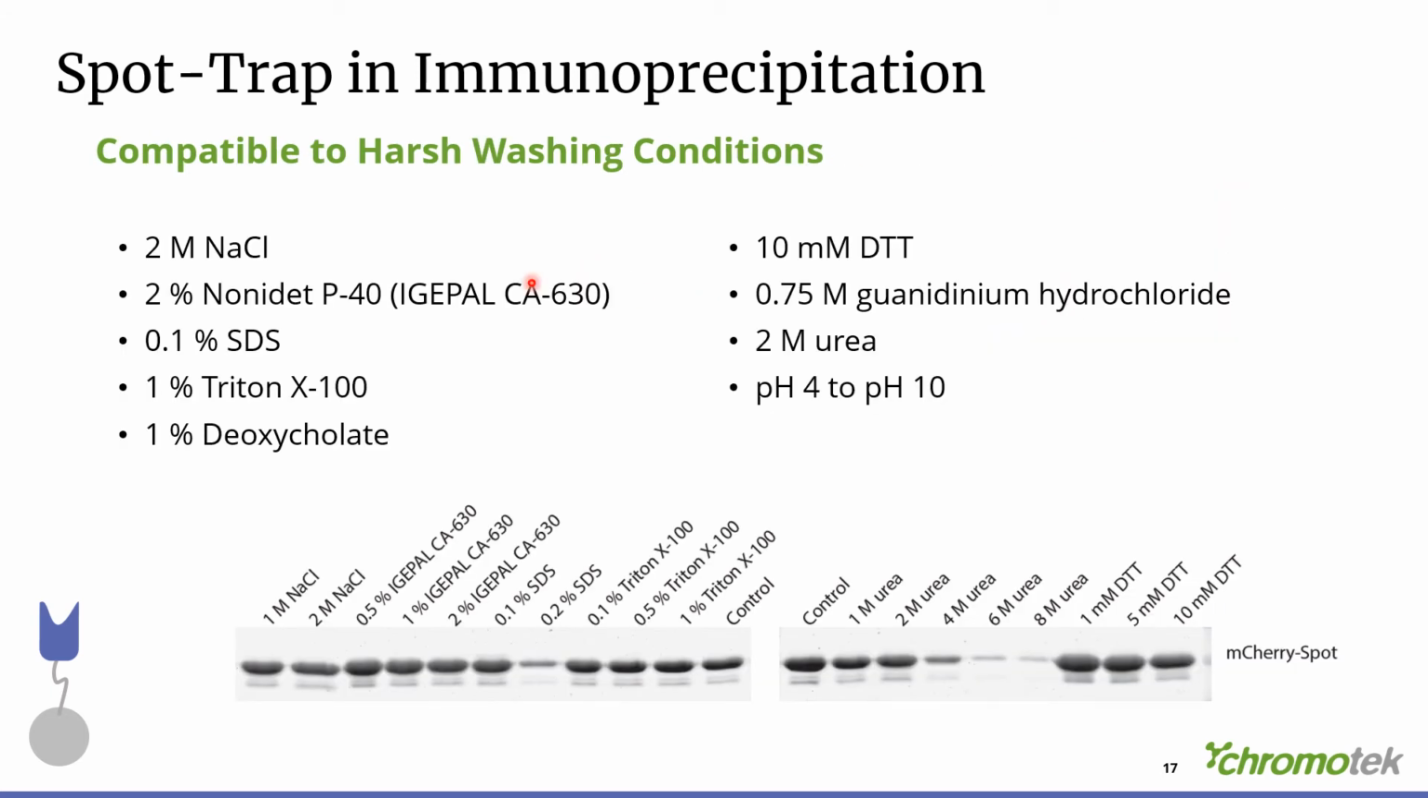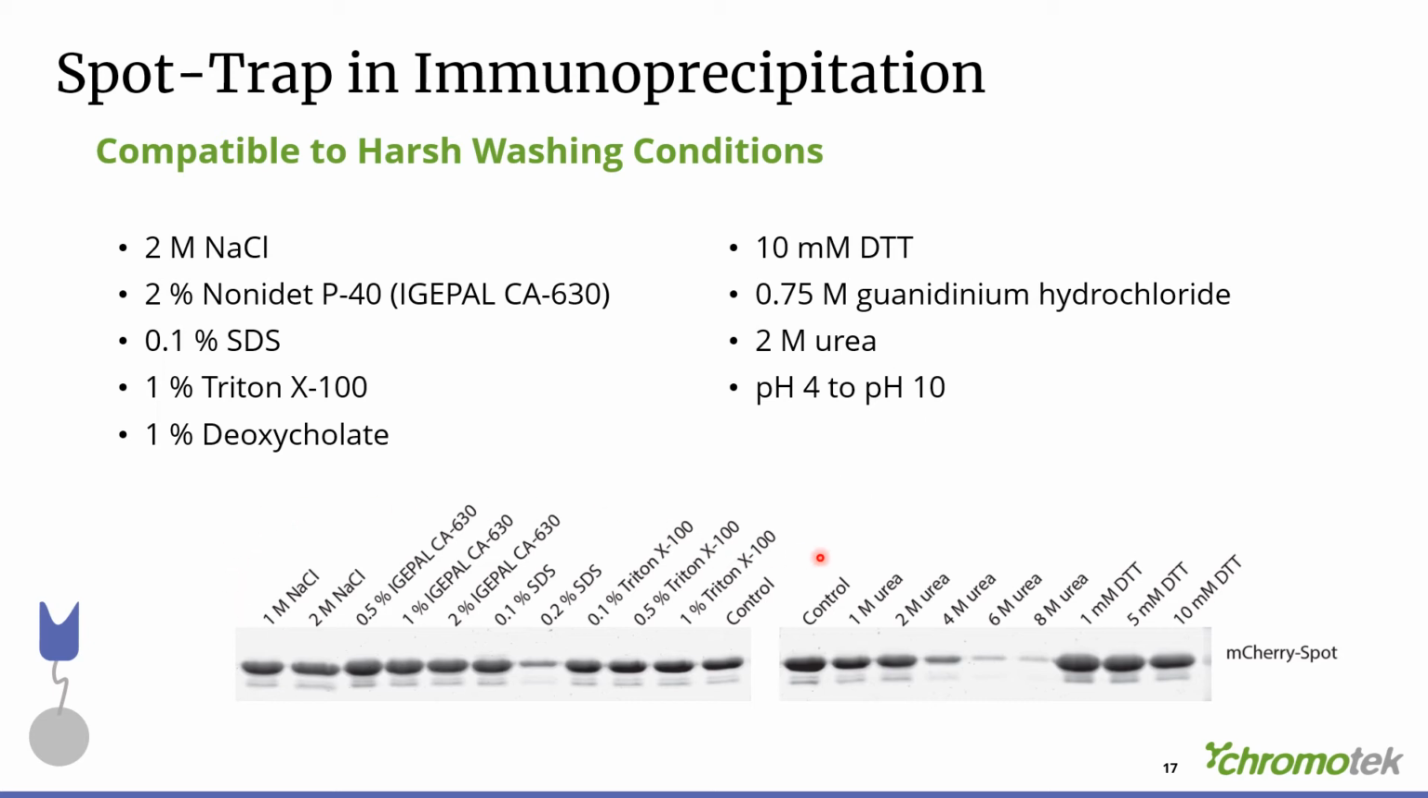You can also apply very harsh washing conditions for the wash step in the immunoprecipitation, maybe 2 molar sodium chloride, 2% Nonidet P40. It is a bit sensitive to SDS. It can stand 0.1% SDS, but also 1% Triton X-100, 1% deoxycholate, 10 millimolar DTT, 0.75 molar guanidinium hydrochloride, 2 molar urea, and it is stable in a pH range from 4 to 10.